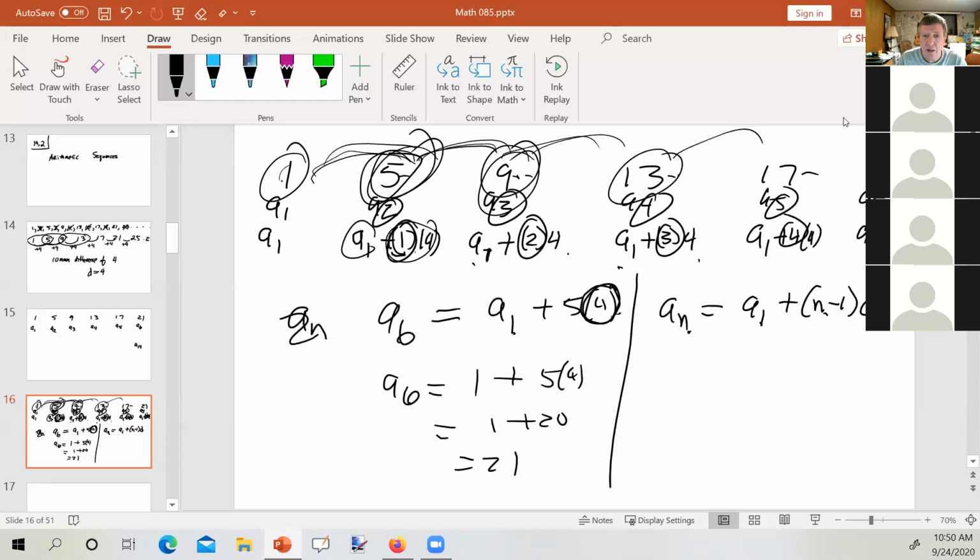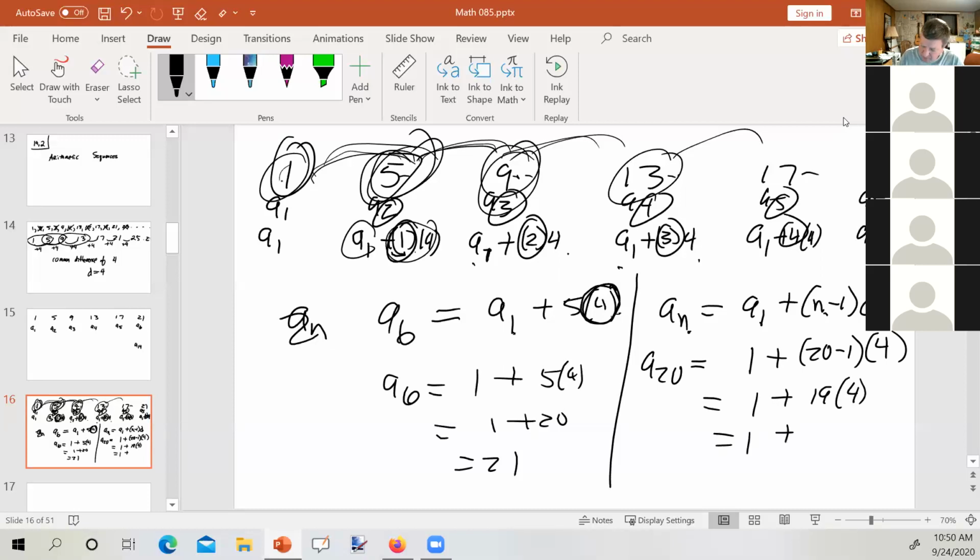Let's say I want to find the 20th term, okay? So a sub 20 would be 1, because that's the first term, plus 20 minus 1 times d, which in this case was 4. So 1 plus 19 times 4, 1 plus, what is that, 76, 77. So if I went 1, 5, 9, 13, 17, 21, and I kept going, the 20th term would be 77.